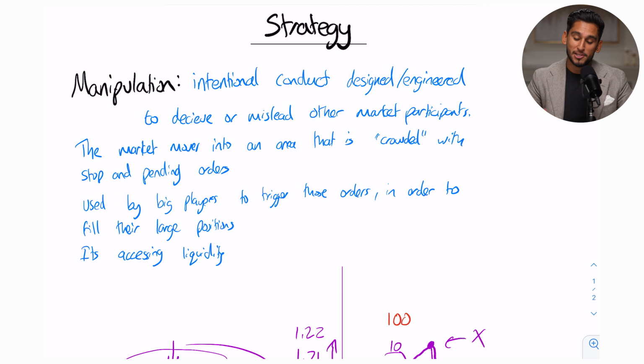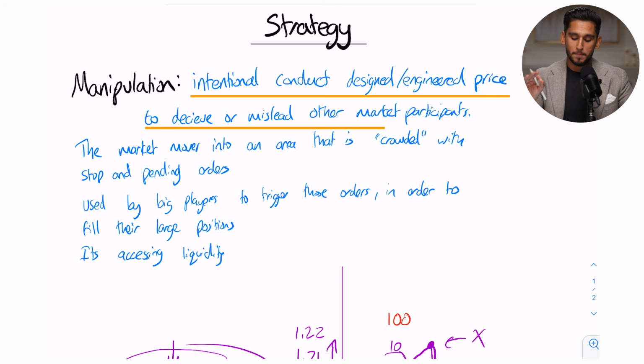It's not a conspiracy, it's a fulfillment process to enable the market, to make the market more efficient, and even the matching algorithms will drive price higher and lower to facilitate these kinds of things. So to define liquidity and manipulation better, this is how I'll do it. Is it the intentional conduct designed or engineered price to deceive or mislead other market participants? Put simply, price will present in a way to deceive and confuse other participants.